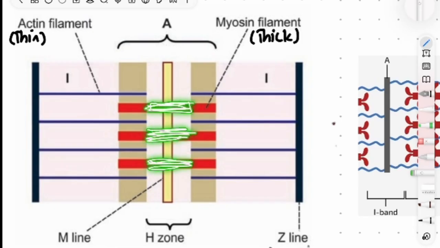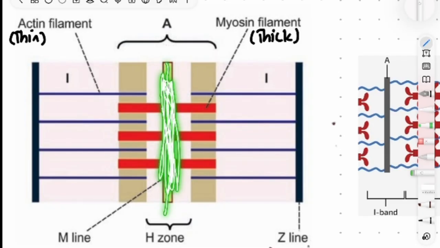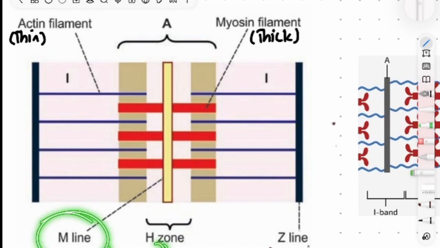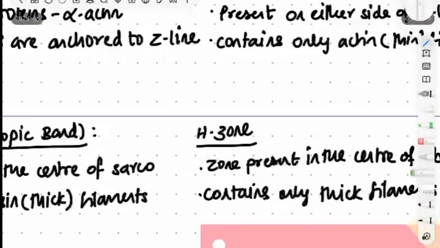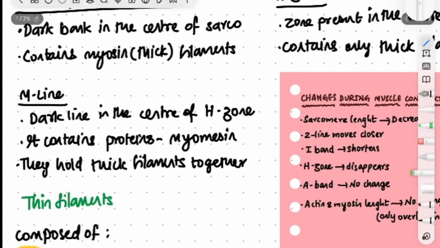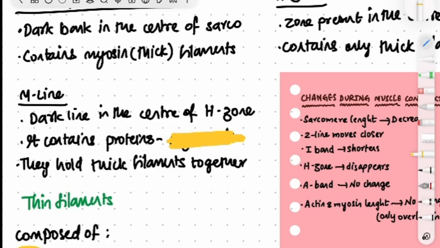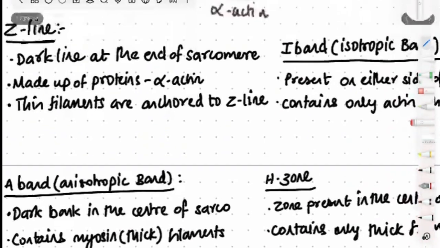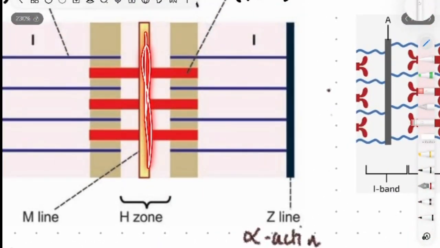So this is the H zone, and in the center of the H zone we have something called the M line. I have written here also, see, the M line is present in the center of the H zone. It contains a protein called myosin. This is an important point, we'll highlight it. The M line contains myosin, and this myosin helps in the anchoring of these thick filaments together.